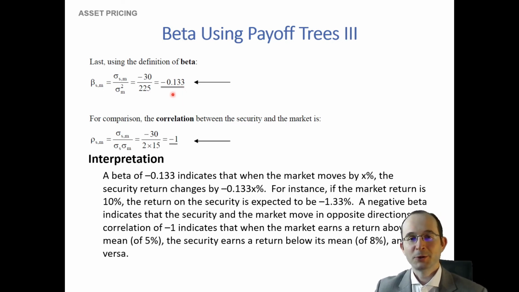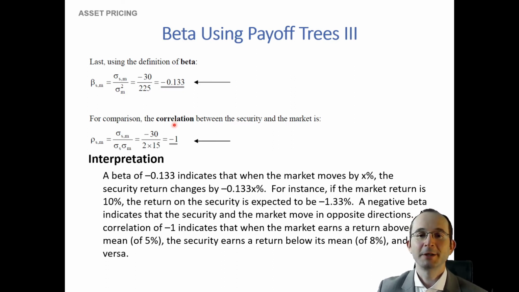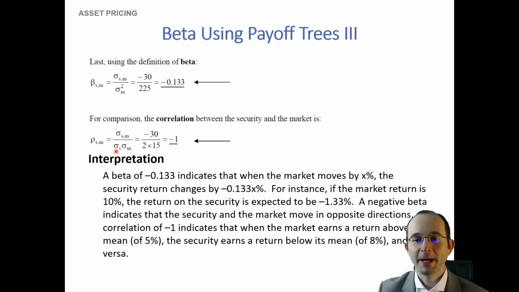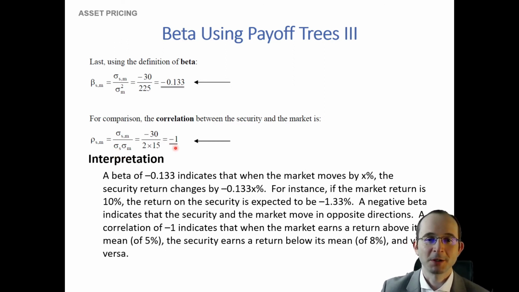Now, the beta, of course, being the covariance divided by variance, is related to the correlation, right? The correlation is the covariance divided by the standard deviation of the market times the standard deviation of the risk asset. And it shouldn't surprise us that the correlation is actually -1, precisely because the risk asset gains more when the market asset loses all the time.